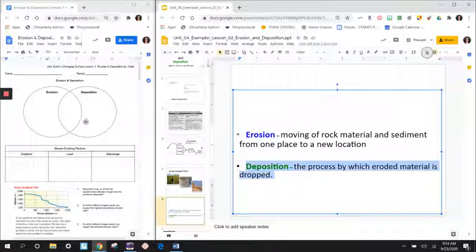So on your notes here, you have a Venn diagram. In the Venn diagram, I would like you to basically say the difference between erosion and deposition, and then what similarities they have with each other. So what you could do is pause the video and put your definition of erosion and deposition in the Venn diagram, but then leave a little bit of room for some more information.